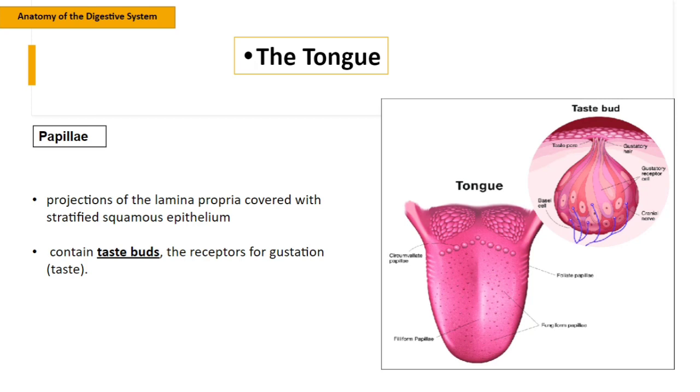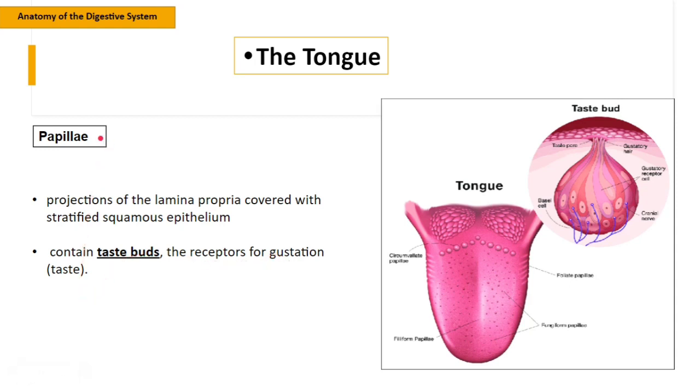Papillae are projections of the lamina propria covered with stratified squamous epithelium. This papillae contains actually your taste buds. Kaya tayo nagkakaroon ng perception ng sweet, salty, bitter. It's because of our taste buds. And it contains the receptors for gustation or taste.